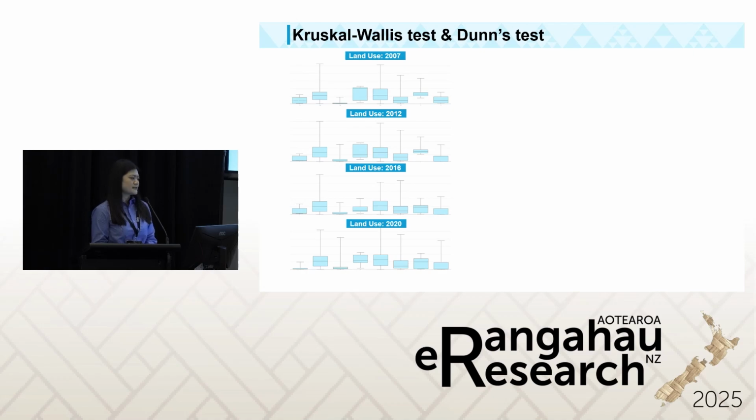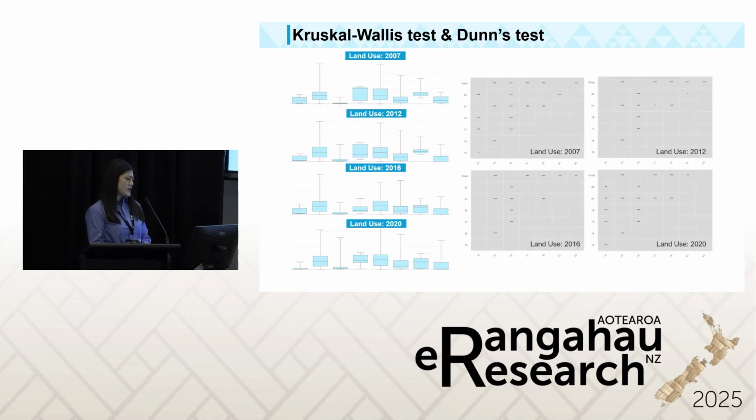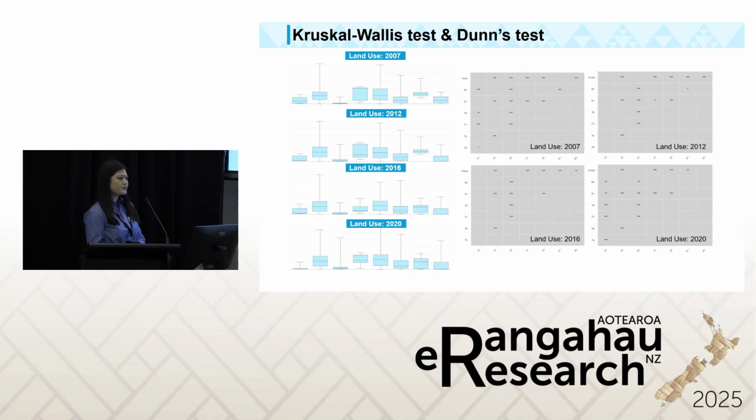So the Kruskal-Wallis test produced small p-values for all the 4 versions of land use. And Dunn's test was further used to detect the differences between each pair of land use, and the results are shown here. If there are stars, that means the differences are significant, and we can see that there are many of them. So these results tell us that land use is associated with different nitrate concentration, and it is reasonable that we include this feature in our modeling.